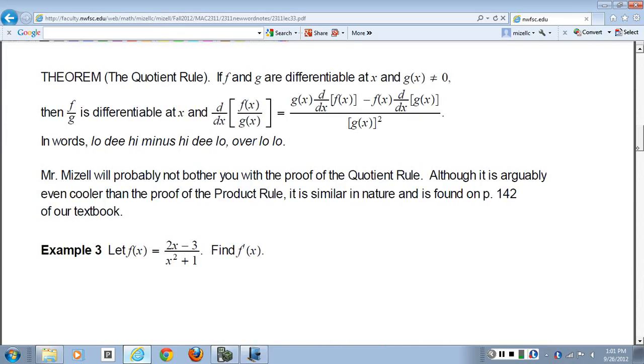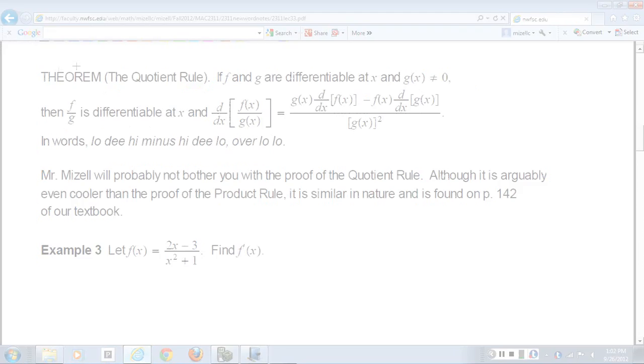Let's look at the quotient rule. Quotient rule, I will not attempt to prove this. No way, no how. That was enough suffering involving the proof of the product rule. But I do want to consider the similarity between this and the product rule.